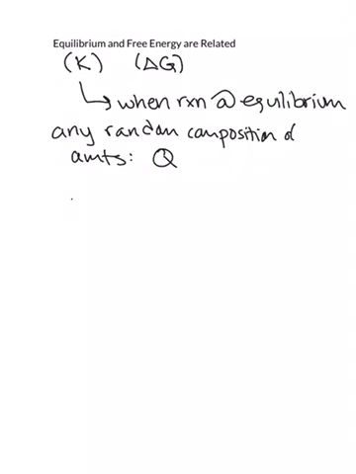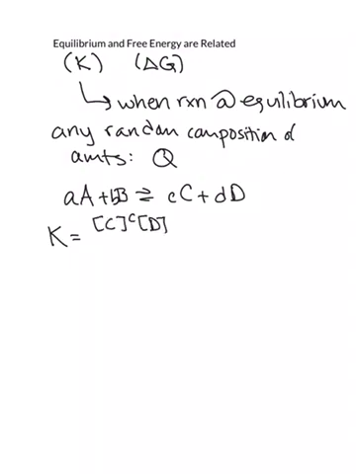So again, I'm going to think about my favorite chemical reaction. A plus B makes C plus D. And we already know that if I wanted to calculate a K, I would calculate it with C to the c, D to the d. So products to their exponent coefficients over reactants to their exponent coefficients. And I would be ignoring phases like solid or pure liquid because they don't belong here.